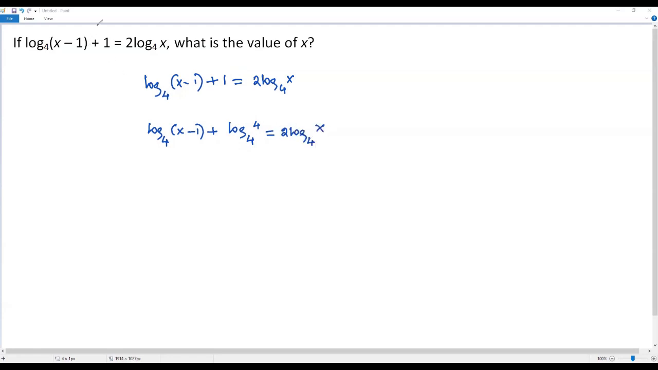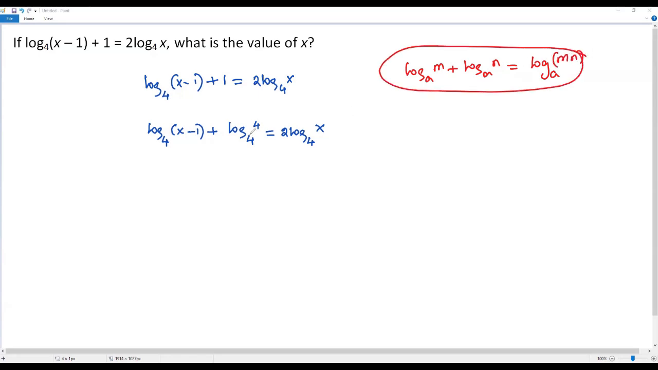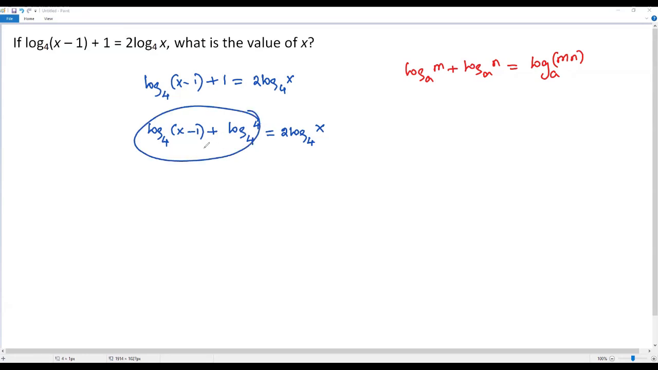Okay, now let me consider the product rule of logarithms, that is log base a of m plus log base a of n. Here we are adding two logarithms with the same base a. Whenever I add two logarithms with the same base, I have to write the logarithm once with that base, and multiply the arguments. That is, I multiply m and n, then I am getting m times n. I can use this product rule over here for the addition of these two logarithms, because these two logarithms have the same base 4.